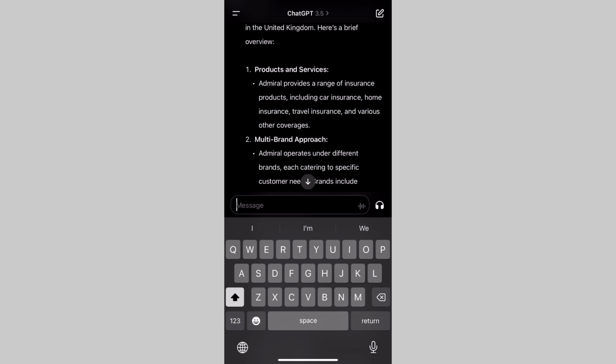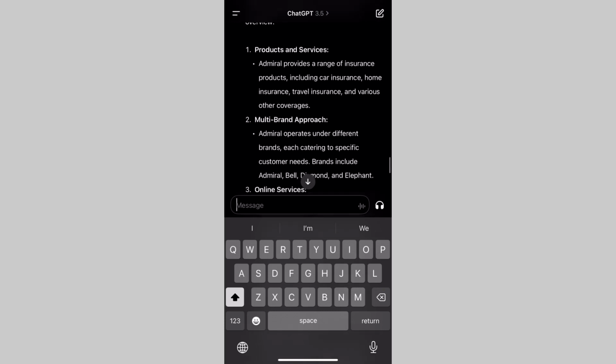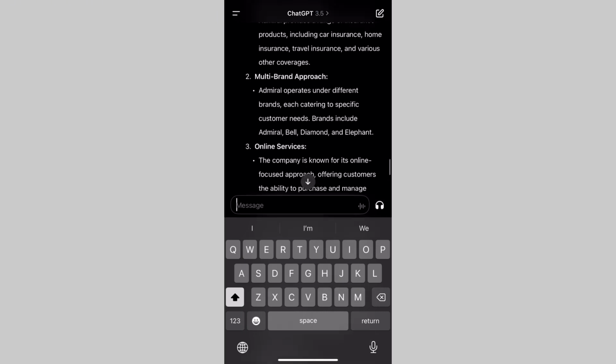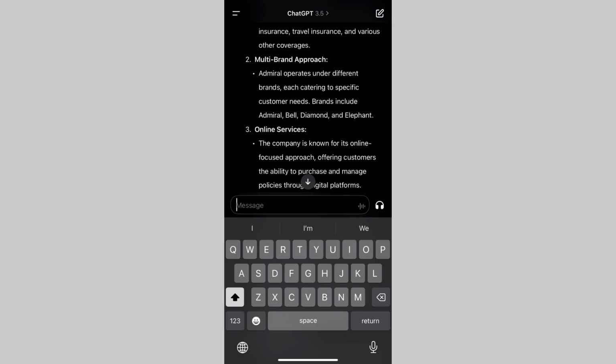Okay, number two, multi-brand approach. Admiral operates under different brands, each catering to specific customer needs. Brands including Admiral, Bill Demont, and Elephant.